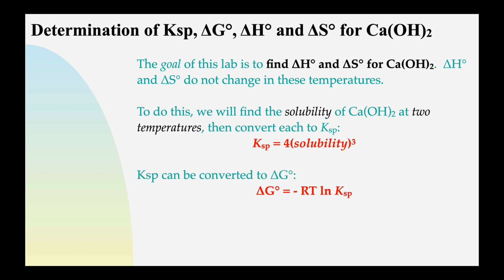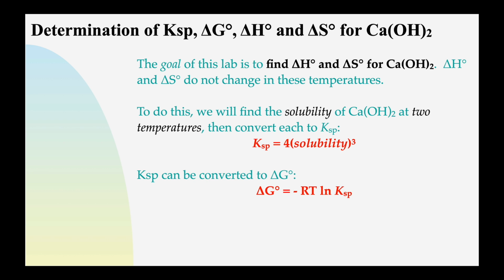Now, Ksp, you can convert into a delta G, a Gibbs free energy. And Gibbs free energy, delta G, little standard conditions, equals minus RT natural log of Ksp. So we'll use that Ksp from the previous one, take the natural log of it, Ln. We'll also multiply by minus RT. R is what I call the energy gas R. It's the 8.3145 joules per mole Kelvin number that we've used several times. And T is the Kelvin temperature.